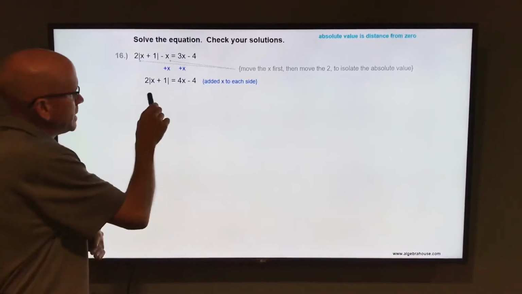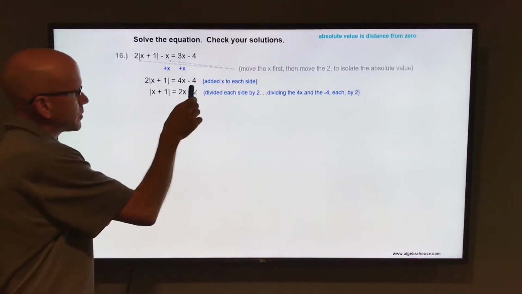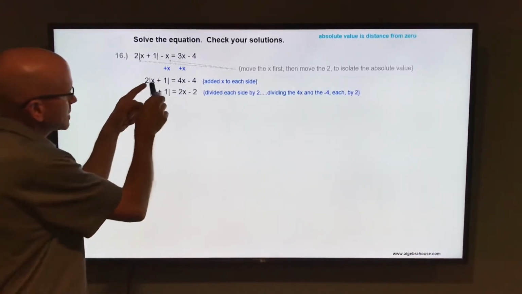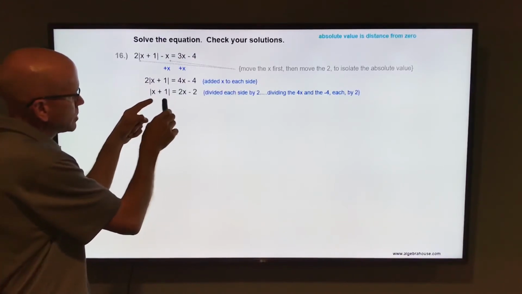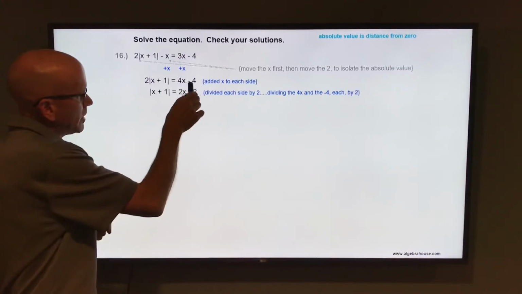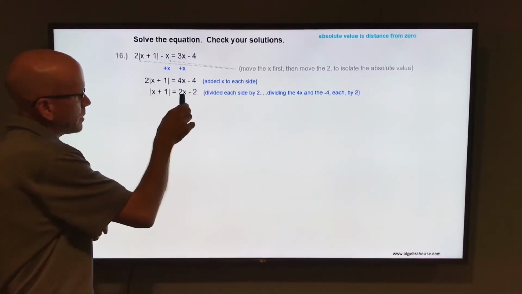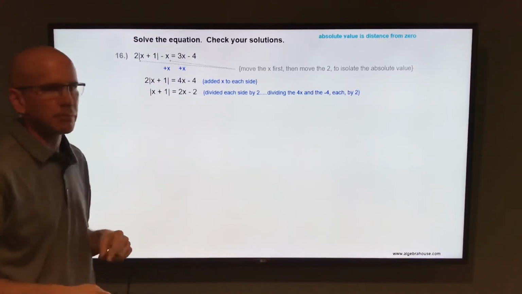And then divide each side by 2. When you divide each side by 2, you're dividing each term by 2. This left side is considered to be one term. So if you divide that by 2, you just get the absolute value of x plus 1. On the right side, you do have to divide each term by 2. So if you divide 4x by 2, it's 2x. And if you divide negative 4 by 2, that is negative 2.